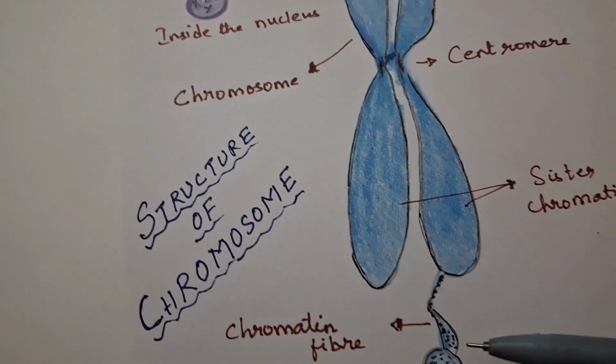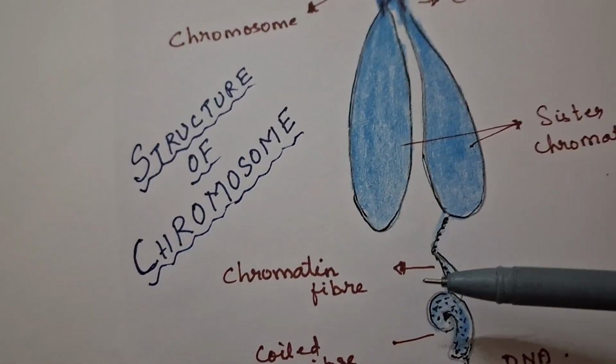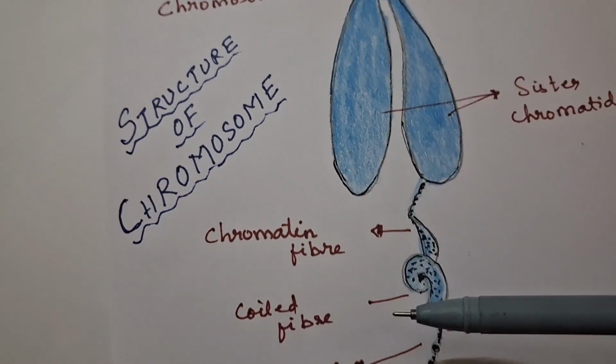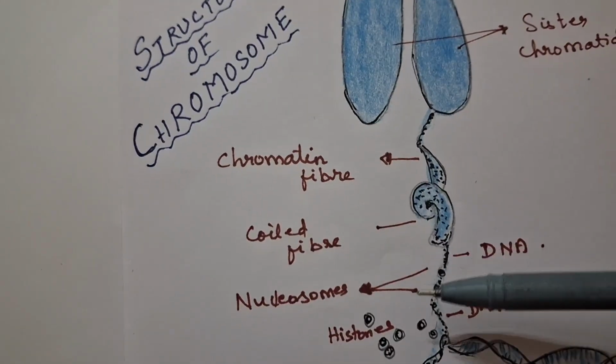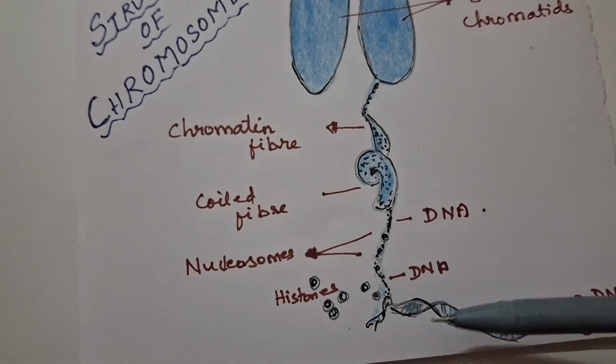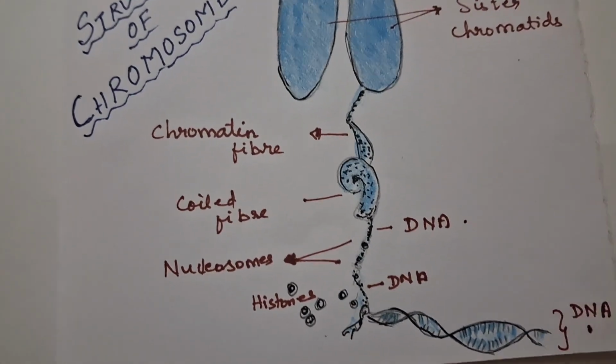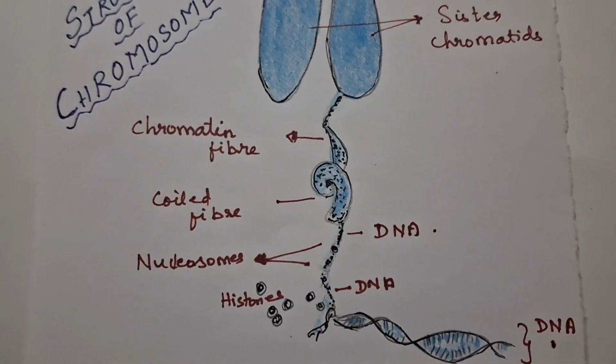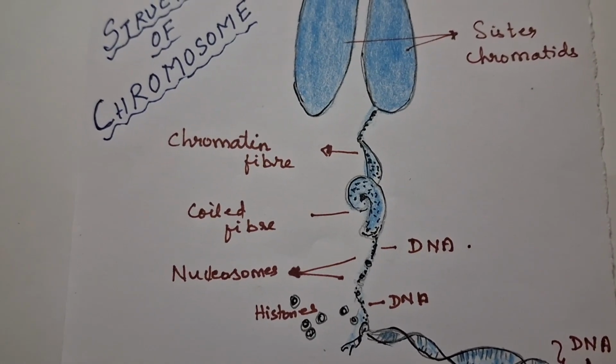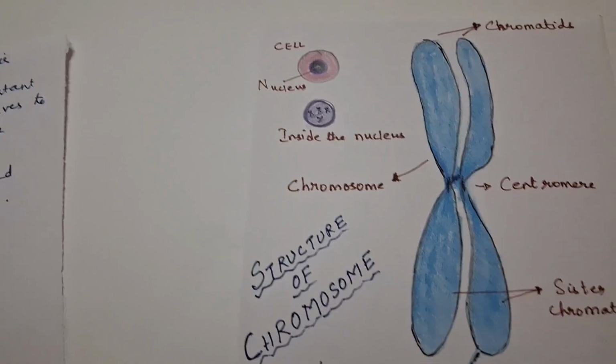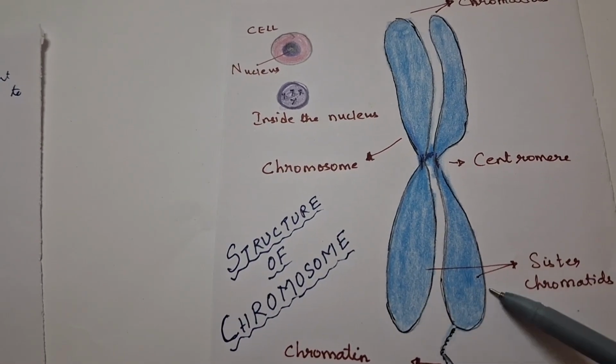Finally, if you take the structure of a chromosome, this is a chromatin fiber. It's a coil, highly coiled here. And these are the nucleosomes, the DNA, and this is the structure. These two are the sister chromatids.